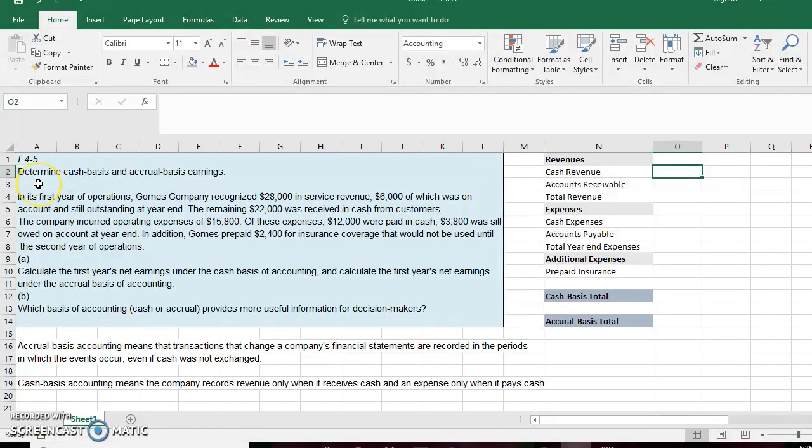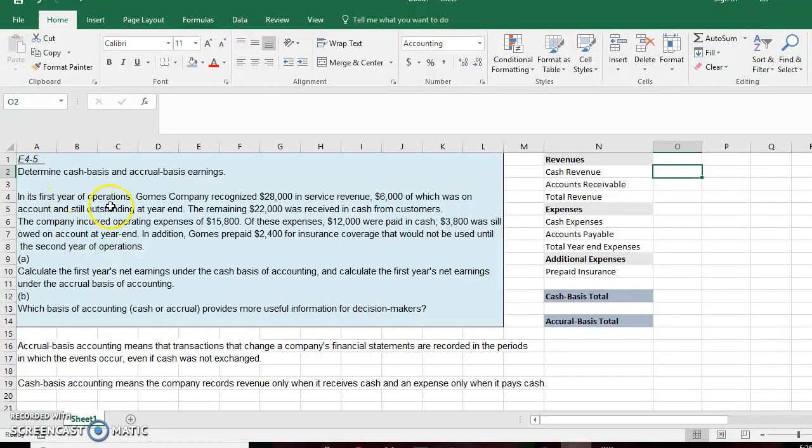The first thing we need to do is determine cash basis and accrual basis earnings. Down here at the bottom, I have the definitions that they had in the book. Accrual basis accounting means that transactions that changed a company's financial statements are recorded in the periods in which the events occur, even if cash was not exchanged. Where the cash basis accounting means the company records revenue only when it receives cash and an expense only when it pays cash. So we'll read over the problem and then figure out what we need to do.